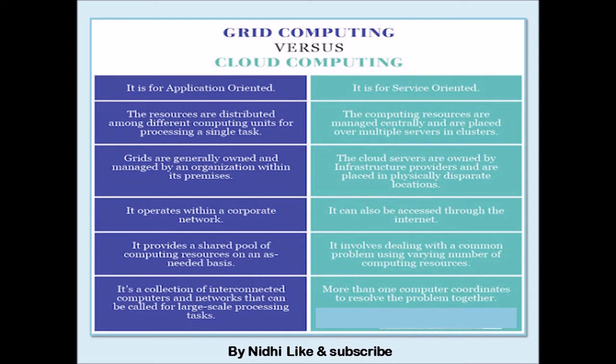Next point: grid computing provides a shared pool of computation resources on an as-needed basis, but cloud computing involves dealing with common problems using a various number of computing resources. Grid computing is a collection of interconnected computers and networks that can be called for a large-scale processing task, that means for large computational tasks, whereas in cloud computing, more than one computer coordinates to solve the problem together. So this is all about grid computing versus cloud computing.